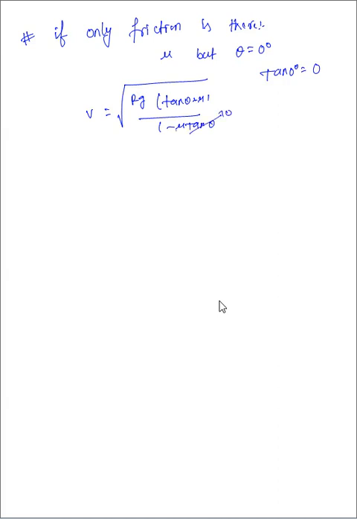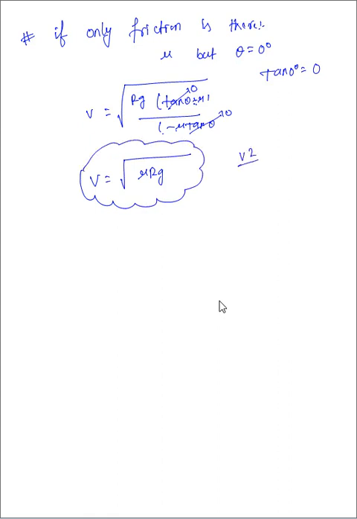Here tan theta value is 0, and 0 into mu is 0, so in the denominator only 1 remains. In the numerator, 0 plus mu is mu. Therefore velocity equals under root of mu rg for the only friction case. This one also we need to remember; in many places it can be directly useful. Otherwise, you can write this formula as v square by rg equals mu. This is also very important for solving numericals.